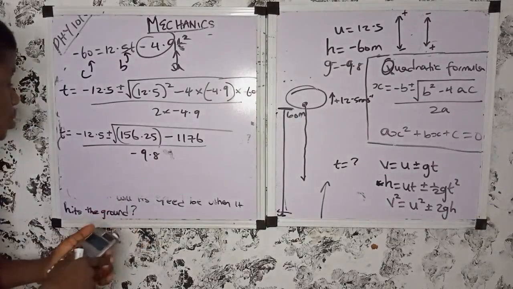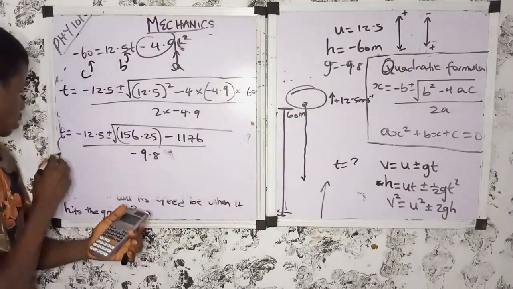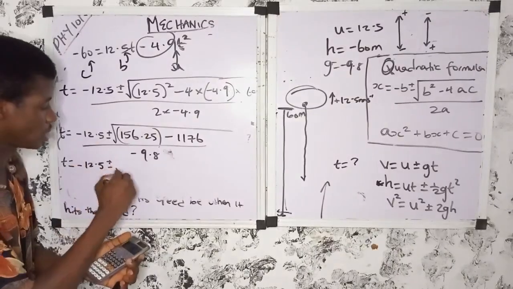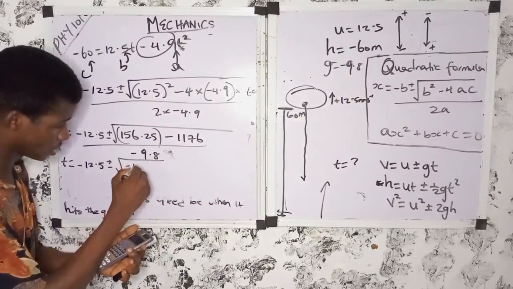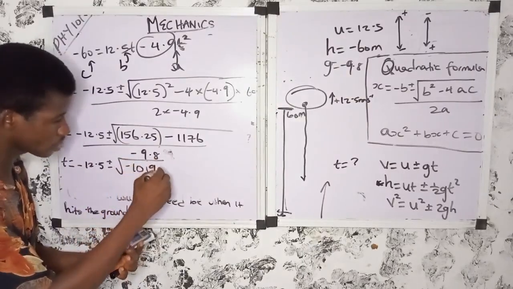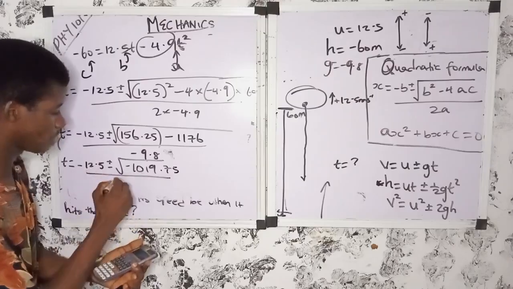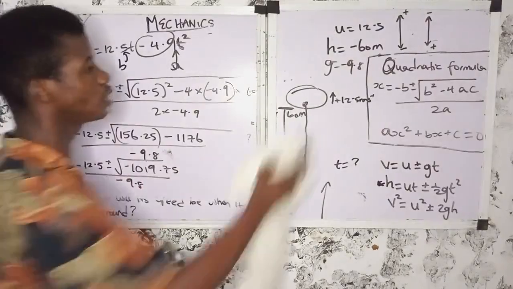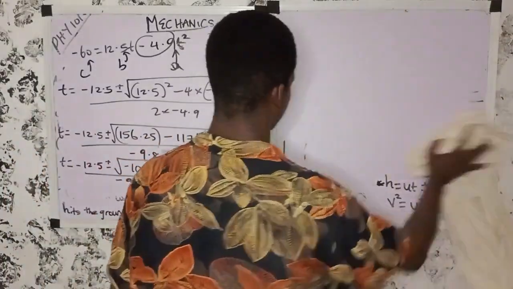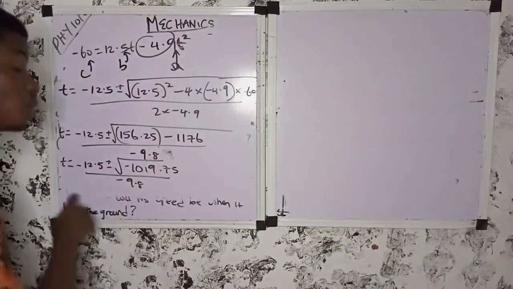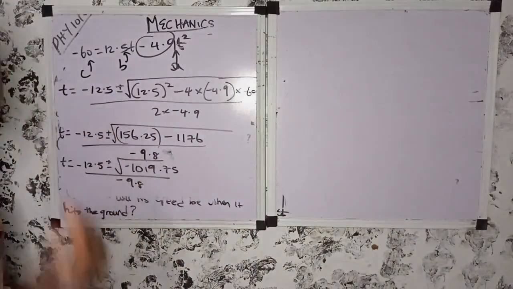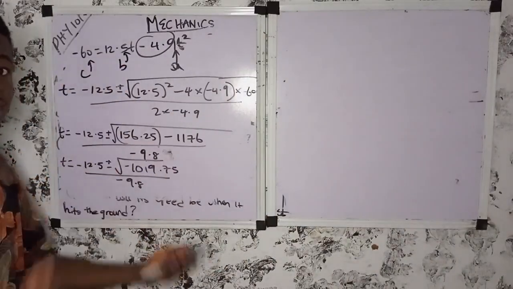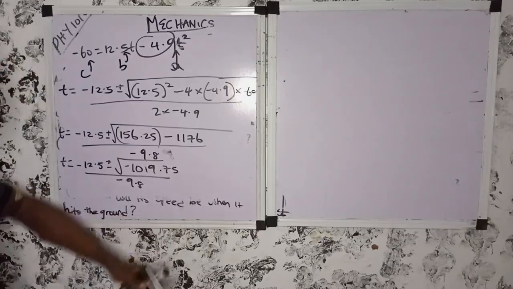If we subtract these two places, t is equal to minus 12.5 plus or minus the root of minus 1019.75, all divided by 9.8. Okay, let's continue over this side. We are looking for time. Why are we using the quadratic formula? Because the equation lands as a quadratic equation, so that is why we are using the quadratic formula.